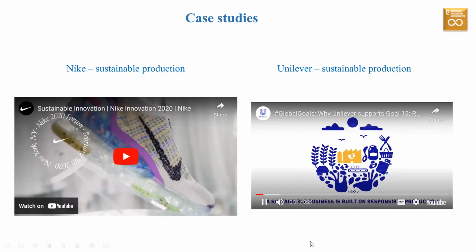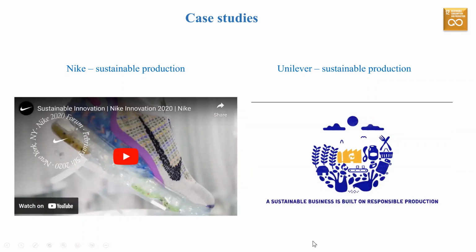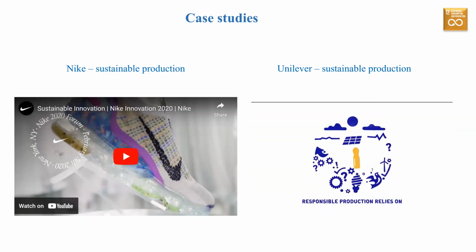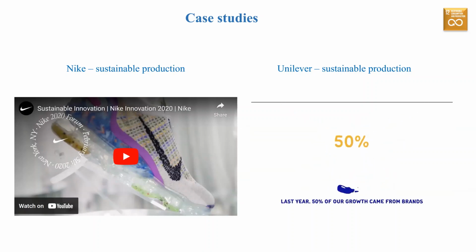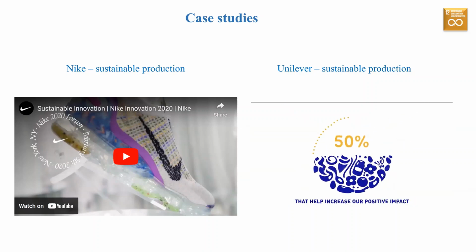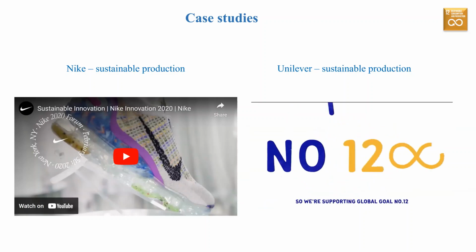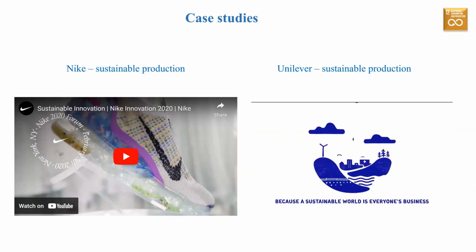A sustainable business is built on responsible production. Responsible production relies on resource efficiency and innovative thinking. Last year, 50% of our growth came from brands that help increase our positive impact. So we're supporting global goal number 12 to champion responsible production and consumption, because a sustainable world is everyone's business.